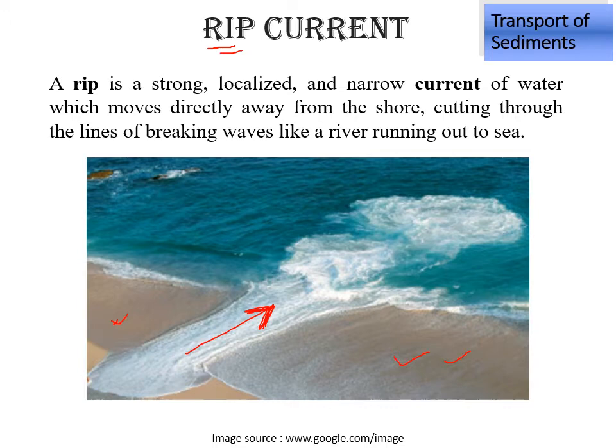These are strong, localized, narrow currents which move away from the shoreline and often occur perpendicular to the shoreline. As the maximum water is flowing within these channels, obviously the surrounding areas become a little elevated and often form a little raised area compared to this portion. So this part is much eroded and forms a channel-like pattern or shape.